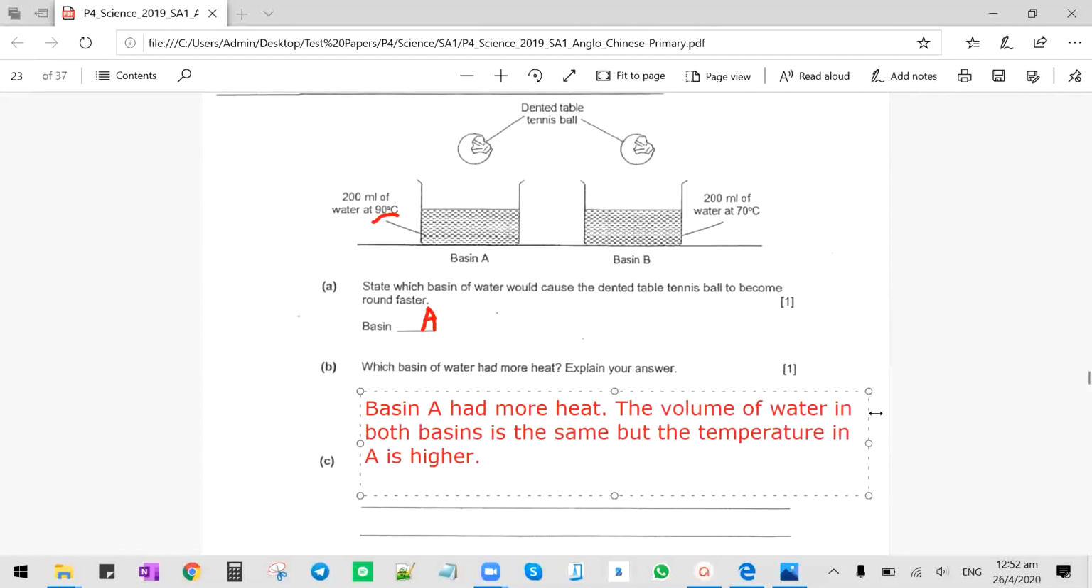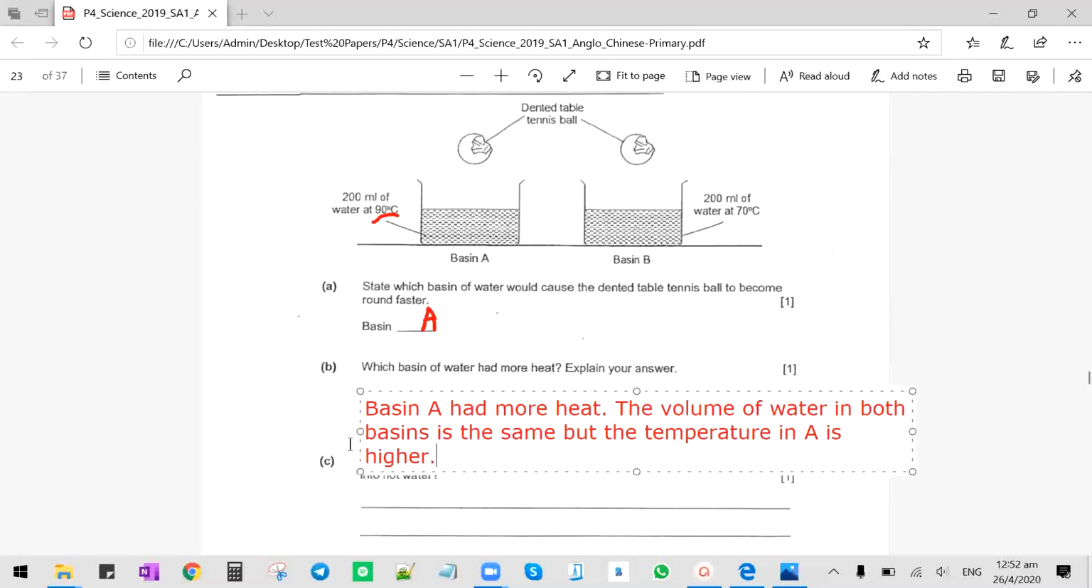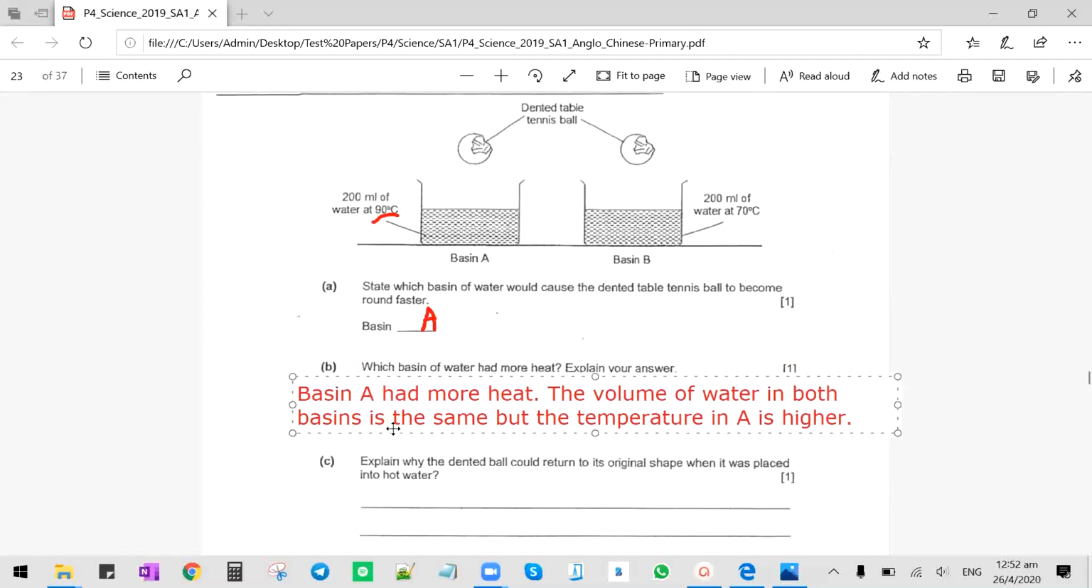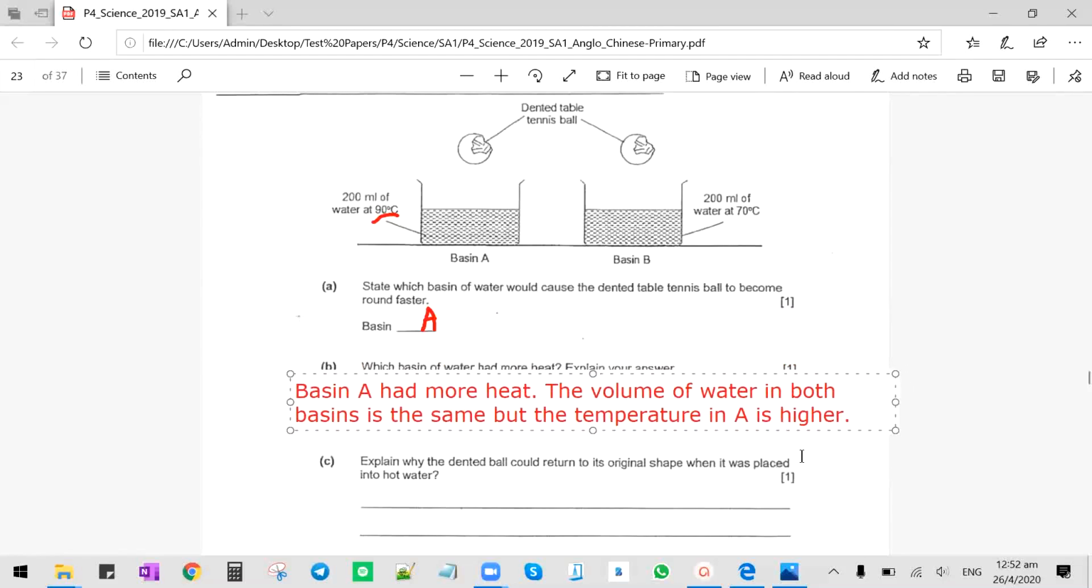Okay, you can only say that something has more heat on the basis that the one that has more heat has a higher temperature than the other one, and both of them have the same volume. Same volume is very important, okay? If not, it's not fair to compare it.